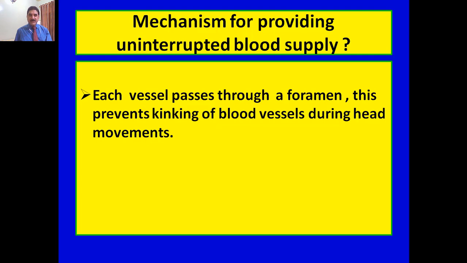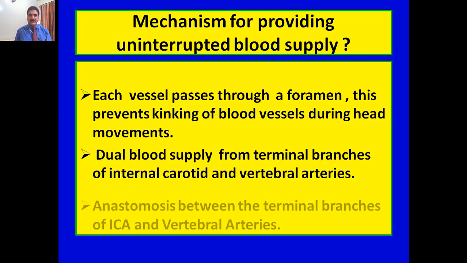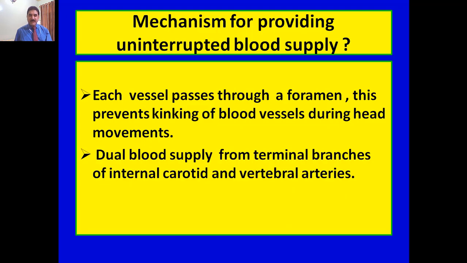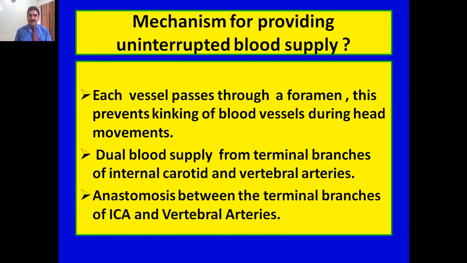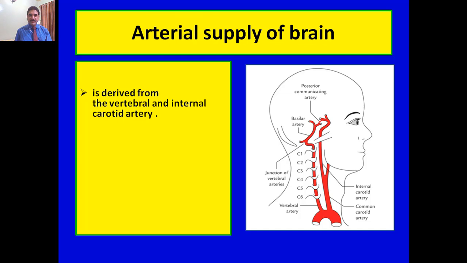Each vessel passes through a foramen. This prevents kinking of blood vessels during head movements. Brain has got dual blood supply from terminal branches of internal carotid and vertebral arteries. There exists anastomosis between the terminal branches of internal carotid artery and vertebral arteries.